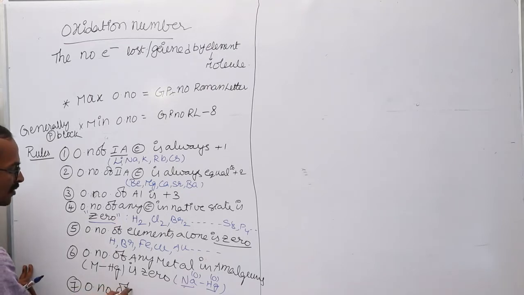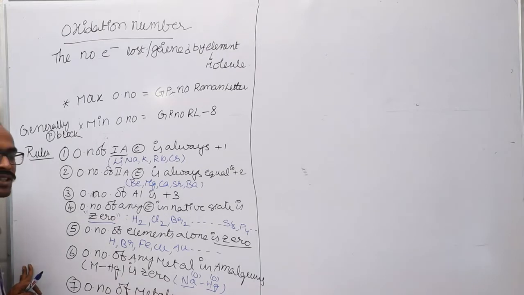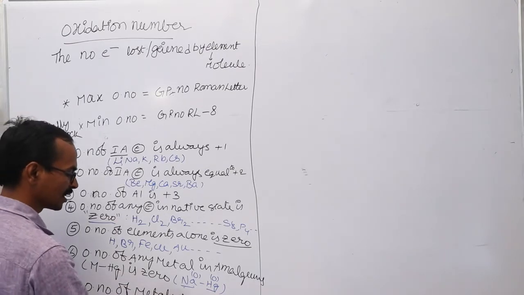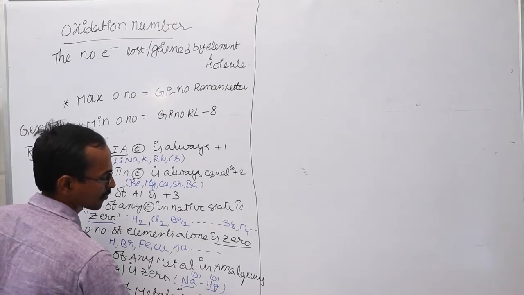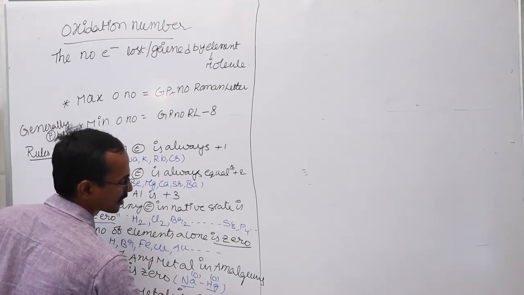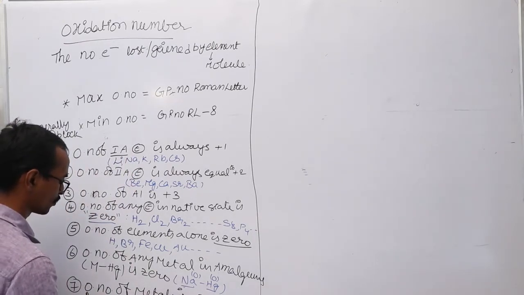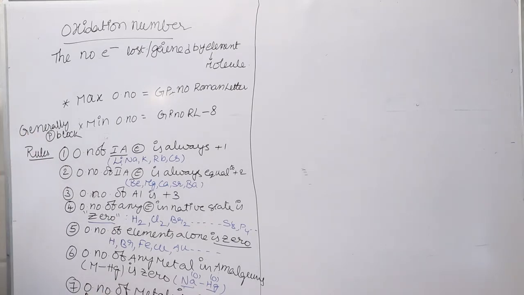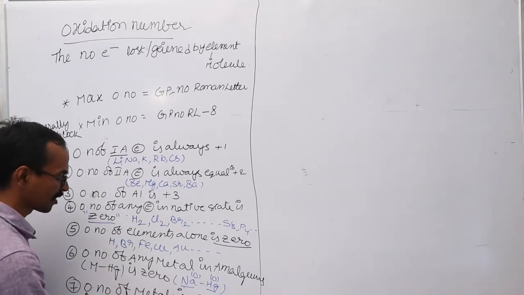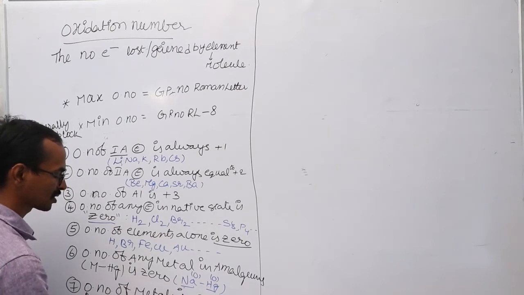Next point, the oxidation number of metals in metal carbonyls is 0. The oxidation number of any metal in metal carbonyls is 0. That means if I give tetracarbonyl nickel, Ni(CO)4, here the nickel oxidation state is 0.